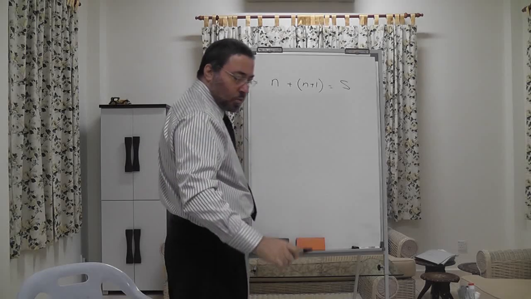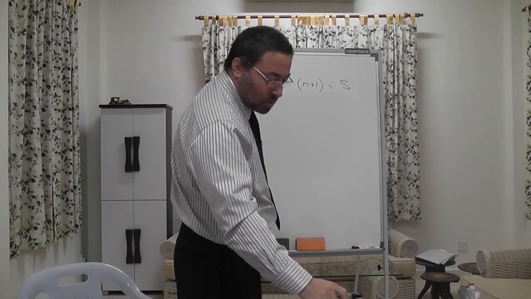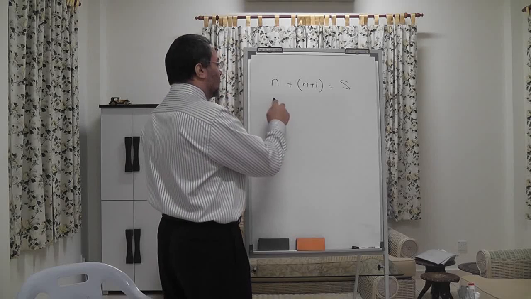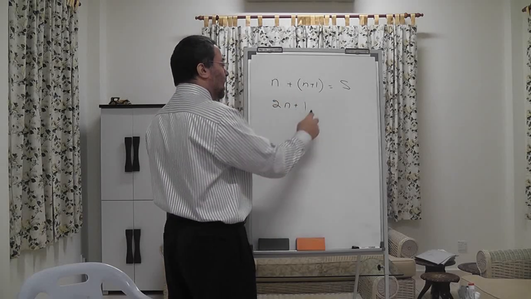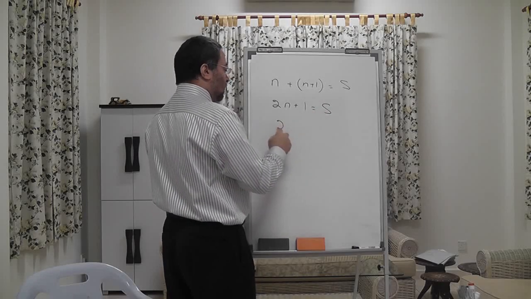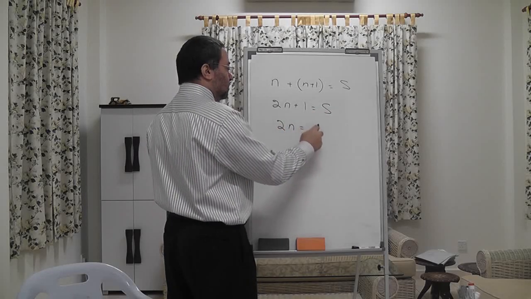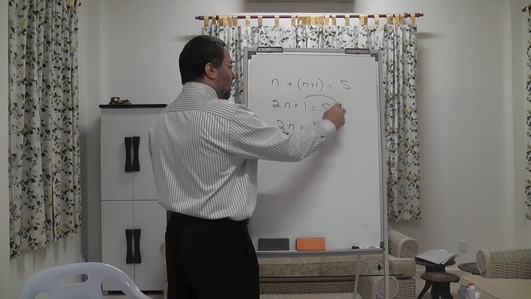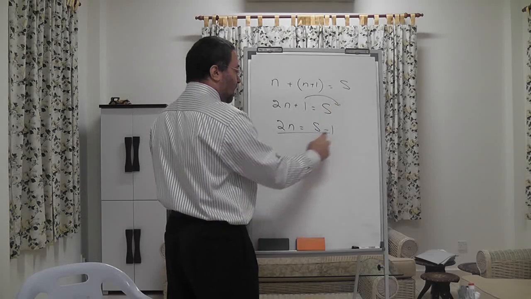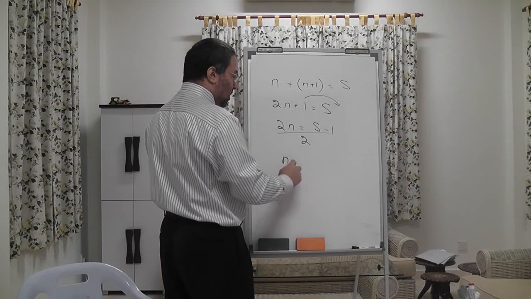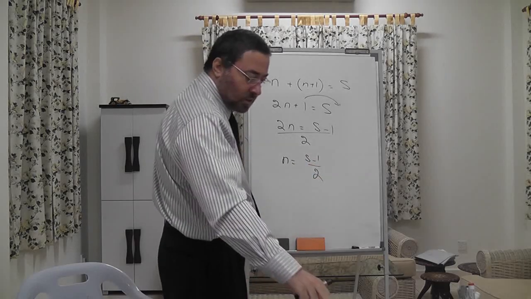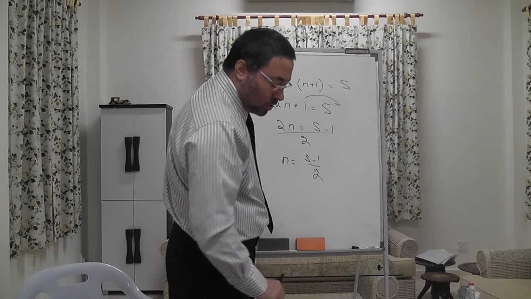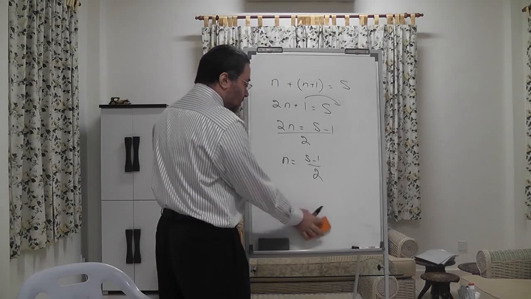Then we have to prove that n equals s minus 1 over 2. The way we prove these is we open the parentheses and add. We take 1 to the other side, and now we divide everything by 2. So n equals s minus 1 over 2, and we have proven this question. Now, number 23.